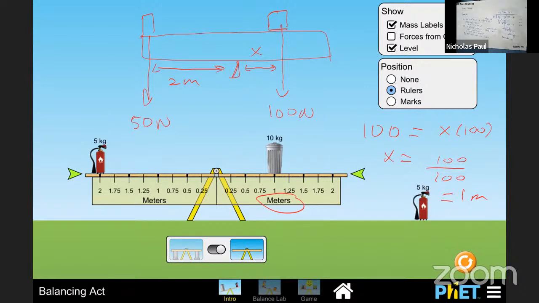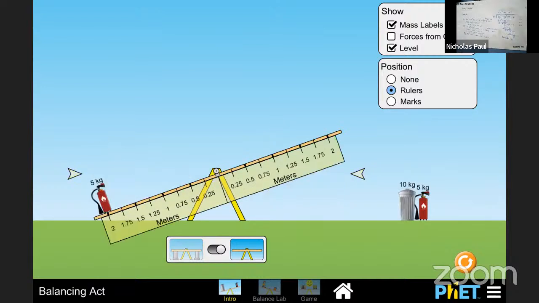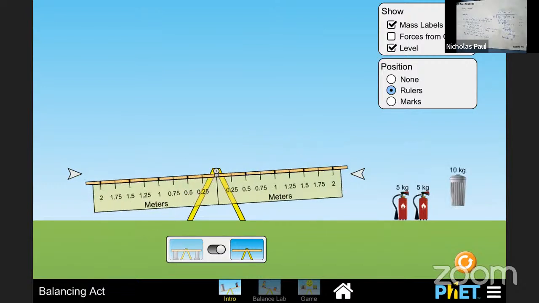All right, let's change this up. I want to know where to put the fire extinguisher.